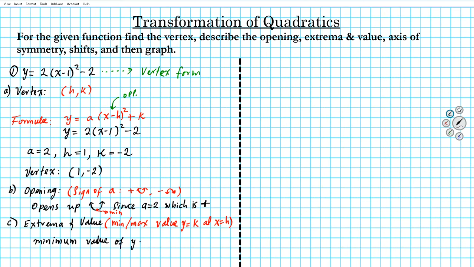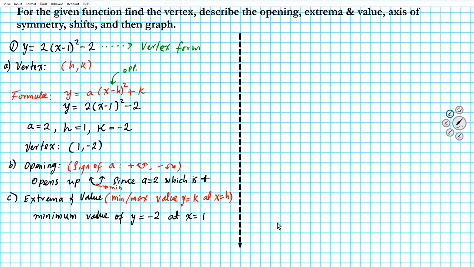So we have the minimum value of y equals the k value, which is -2, and it happens at the h value of your vertex, which is +1. Okay? All right, now next thing we need is the axis of symmetry and the shifts. So for part D, let's find out what the axis of symmetry is.